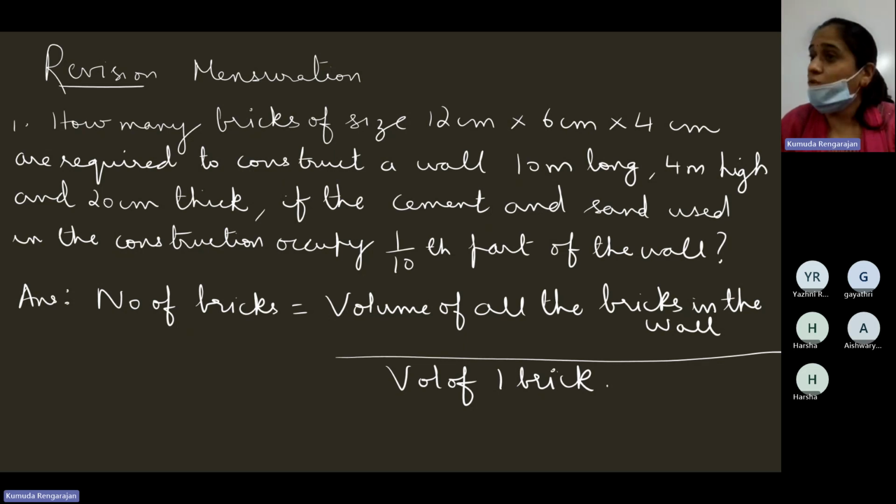Now it's given that one tenth of the volume of the wall is occupied by the cement and sand mixture. If I say one tenth of the class are girls, then 9/10 are boys. If I say 10% of the class are boys, then 90% are girls. So when it's a percentage, you subtract from 100. If 20% are girls, 100 minus 20, 80% boys. The total is 100 for percentages. When it's a fraction, the total is 1.